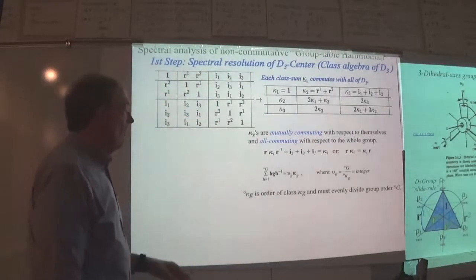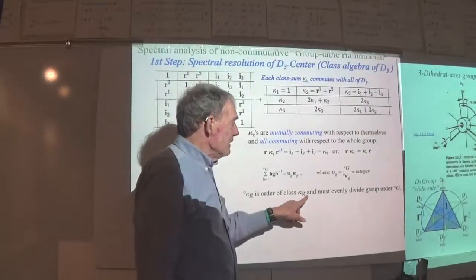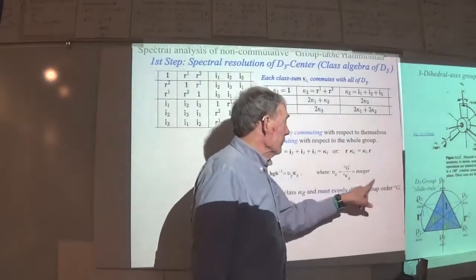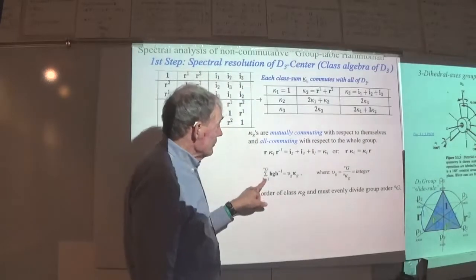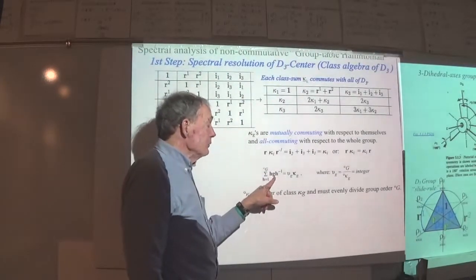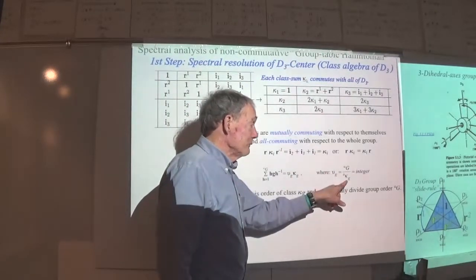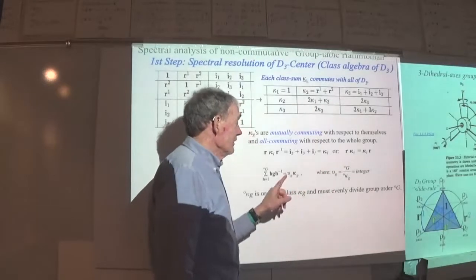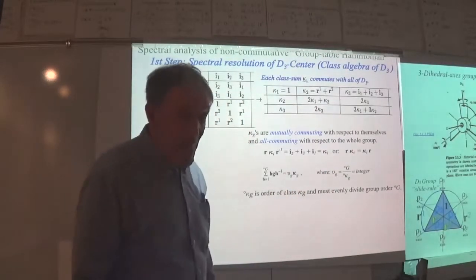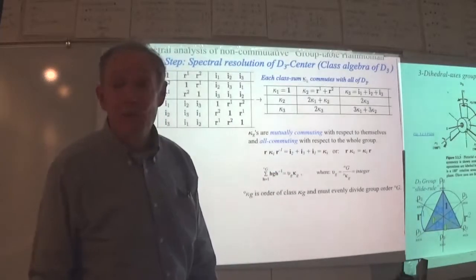All right, and remember, the order of the class must evenly divide the order of the group. So when you do a sum over all the transformations of a single element, you will get this number, which is the ratio of G to the order of the class. That has to be an integer. That's kind of cool. That's the Lagrange theorem.